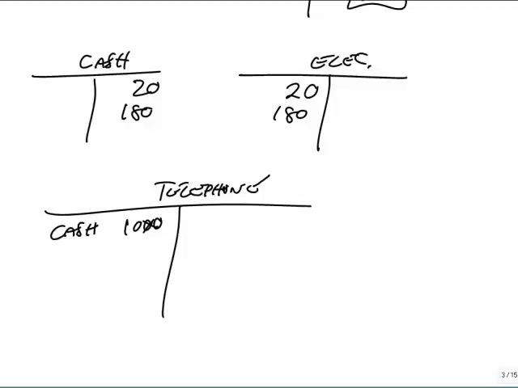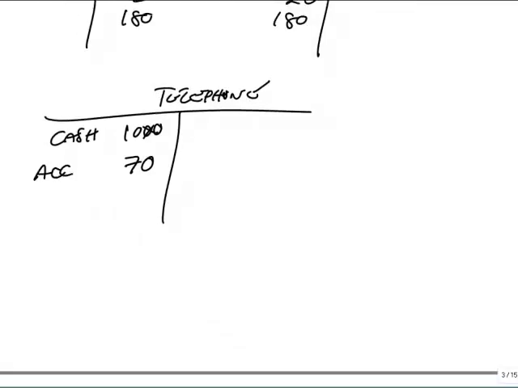Debit telephone. Do we not debit telephone to increase the expense? And where do we credit? Accruals, because we owe money. Debit telephone, credit accruals, with 70. Do you remember?